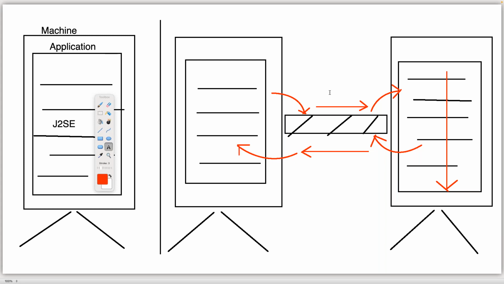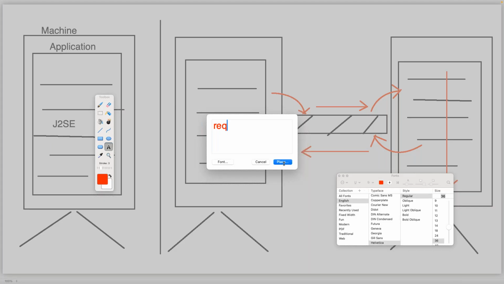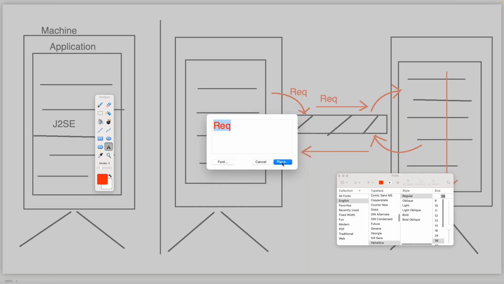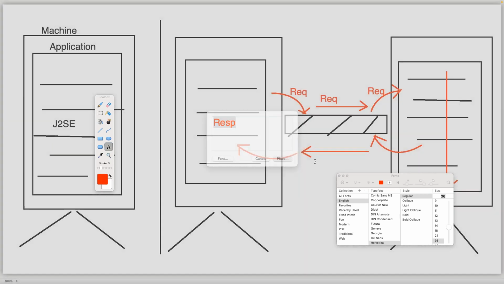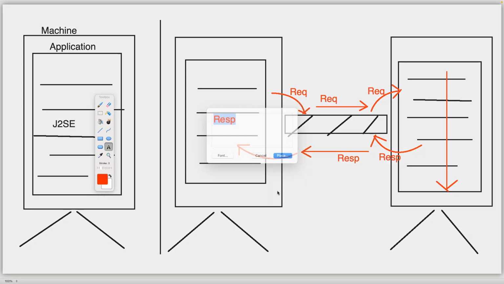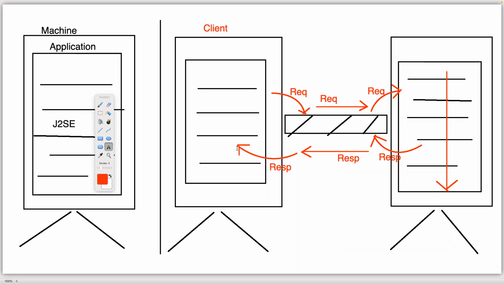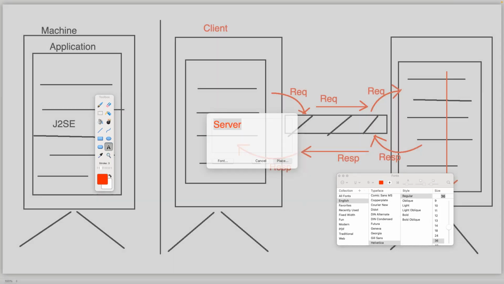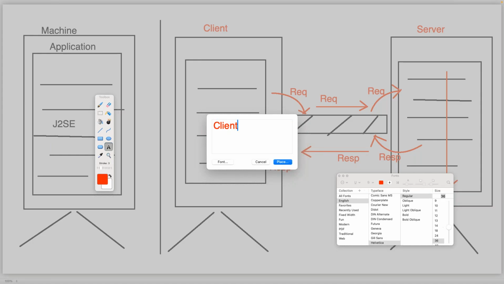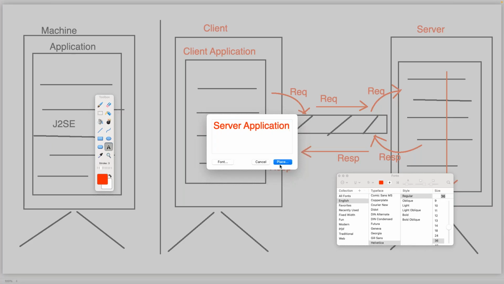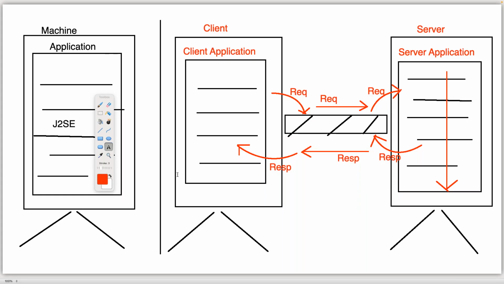Now observe carefully. Now I'm going to give clarity. This is the request, and this is the request. Here we are getting the response. The request is processed at the server side application, and this is the response. This is the client and this is the server. The client side program is the client application. The server side program is the server application. That's it. Now we can understand it.